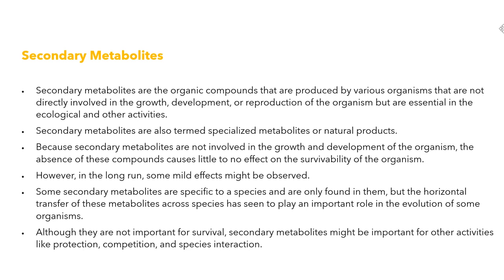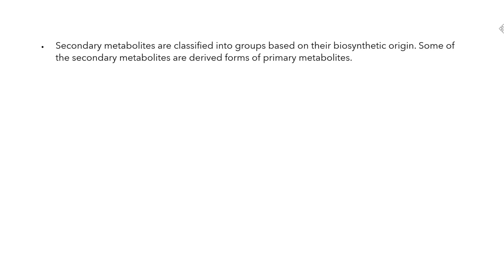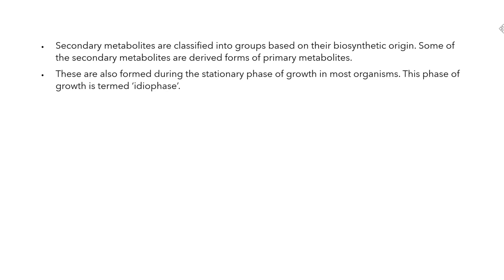Okay. Then secondary metabolites are classified into groups based on their biosynthetic origin. Some of the secondary metabolites are derived from the primary metabolites. As we already discussed, some primary metabolites are required for further synthesis as substrates. So secondary metabolites are classified into groups based on their biosynthetic origin, and some are derived from the primary metabolites. Then these are also formed during the second stationary phase of growth in most organisms, and this phase of growth is termed the idiophase.